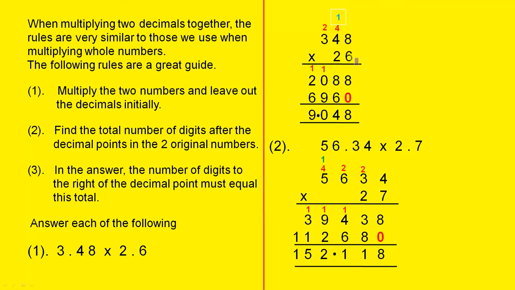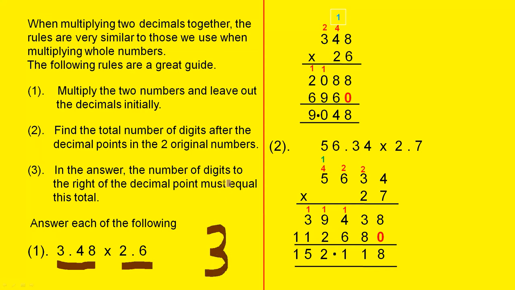So we've done all the multiplication, and in the last line we have 9048. Now the first thing it says, find the total number of digits after the decimal points in the two original numbers. Now here are the two original numbers. There's one there and one there. Let's count the total number of digits after the decimal point. 1, 2, 3. So there's a total of 3 digits.